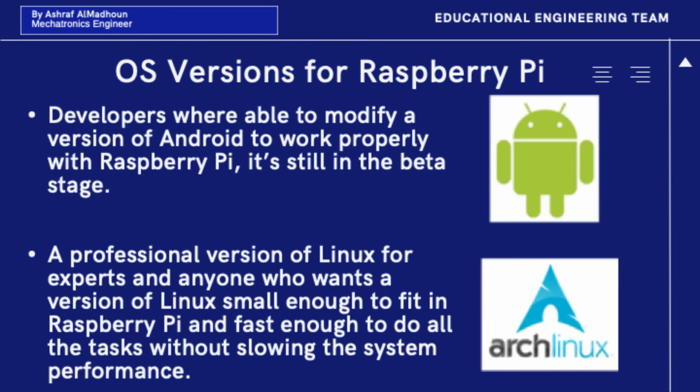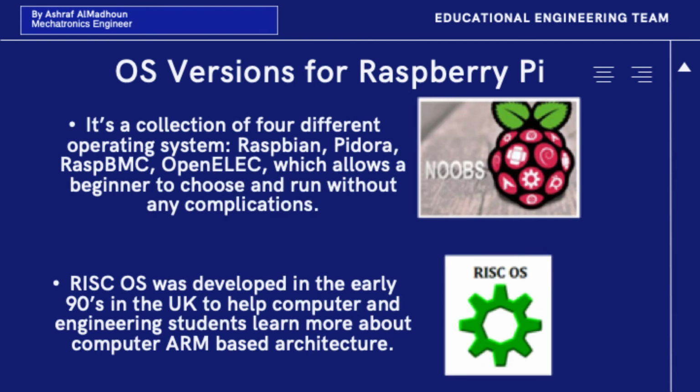Now developers were able to modify a version of Android to work properly with Raspberry Pi, and it's still in the beta stage. There is also a professional version of Linux for experts and anyone who wants a version of Linux small enough to fit in a Raspberry Pi and fast enough to do all the tasks without slowing the system performance. It's a collection of 4 different operating systems. We have Raspbian, Fedora, RaspBMC, and OpenELEC, which allows a beginner to choose and run without any complications.